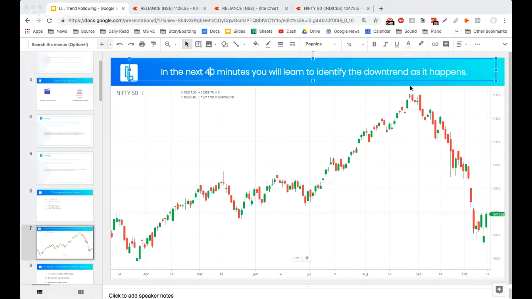40 minutes. By the end, you'll know exactly when the downtrend would have started in Nifty and whenever the uptrend will start in the future. Let's begin.